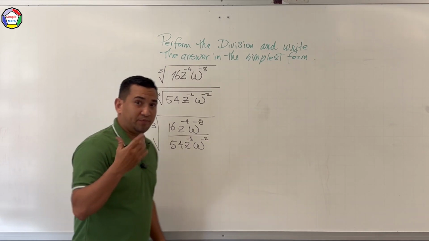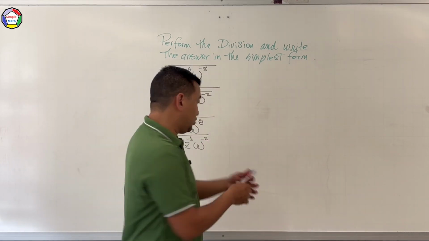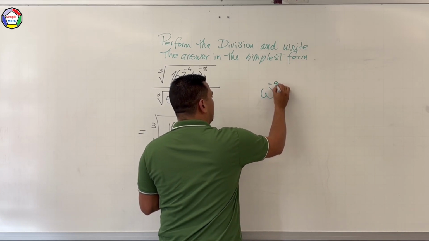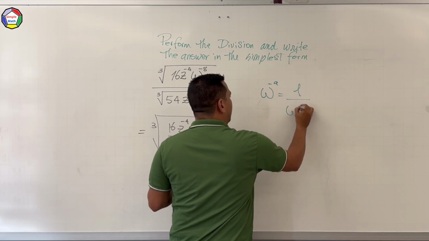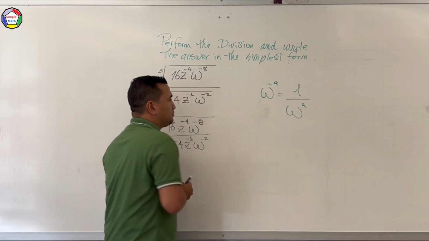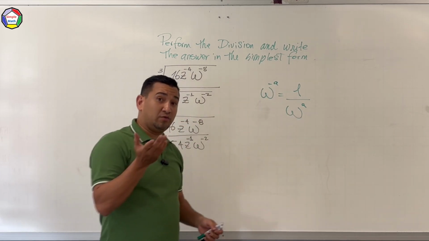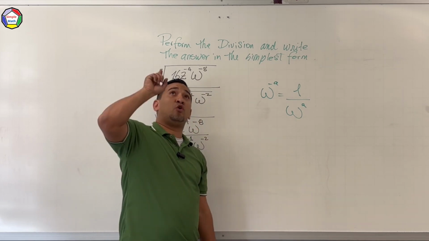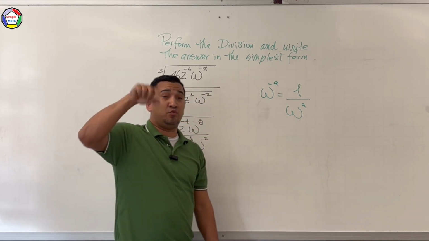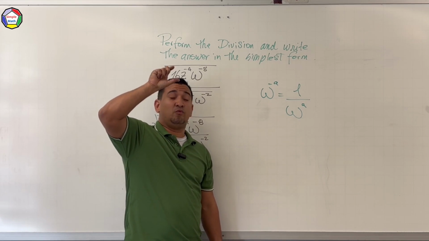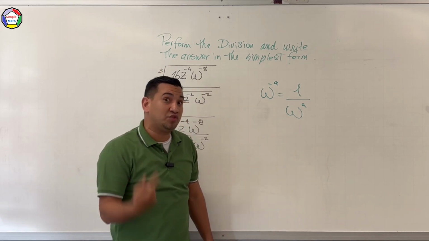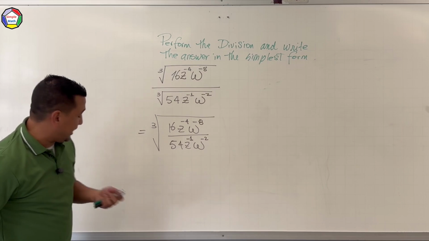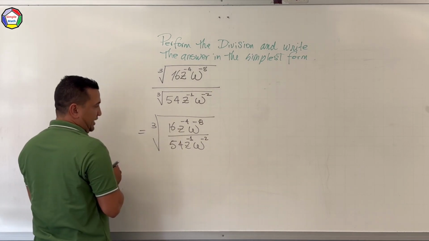Remember, that is another property that you are supposed to know: when we have a negative exponent, that is 1 over the same thing but with the exponent positive. In other words, we switch. If we have something down that has a negative exponent, it goes up with a positive exponent, and if we have something up with a negative exponent, it goes down but with a positive exponent. Okay, so first I have to simplify.